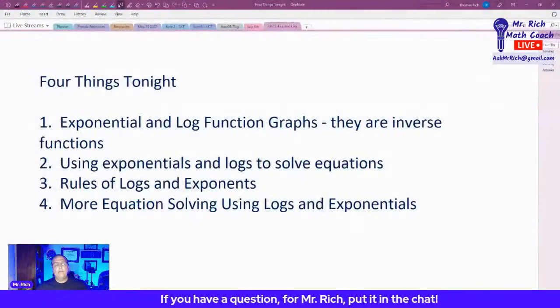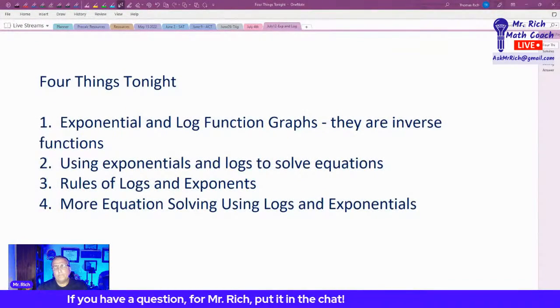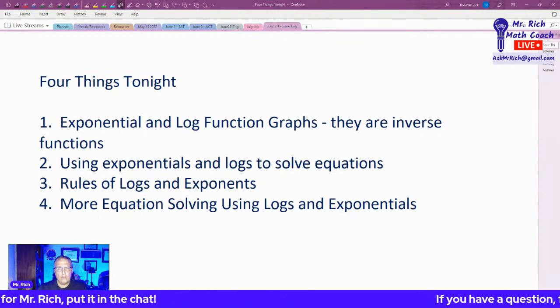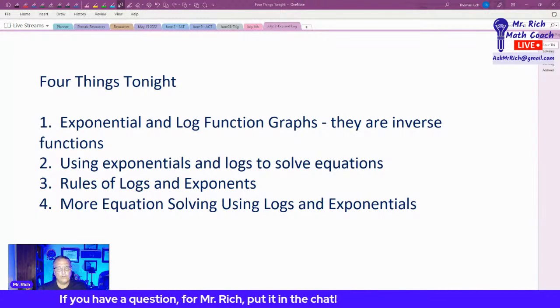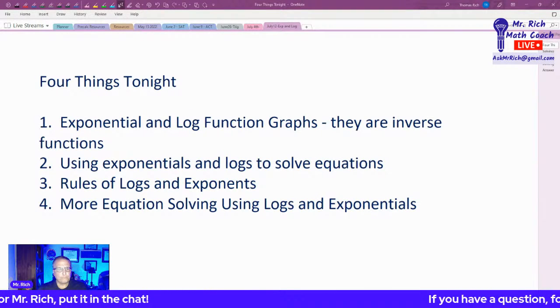So tonight, I want to cover four things about logs and exponentials. The first thing is we're going to talk about exponential and log function graphs and emphasize the fact that these are inverse functions. We're going to show that graphically, and we'll talk a little bit about functions. Not going to dwell on that too much.